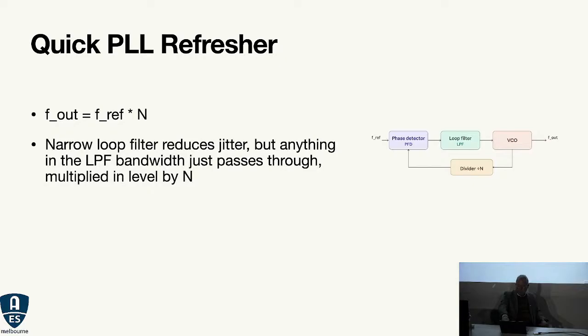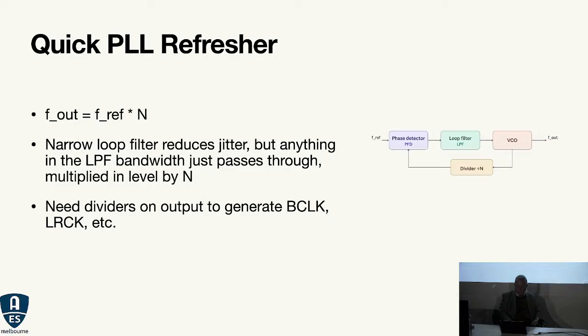So you have a pretty narrow loop filter here, hopefully. But anything inside the loop bandwidth, so any noise that's coming in from your external clock source, is going to pass right through, and in fact it gets multiplied up by N. So here it's 1024 times more. That's great. Didn't help very much. And you still need to do the dividers to get your bit clock and LR clock, all those other audio clocks, which are all fixed multiples or divisions of the M clock.